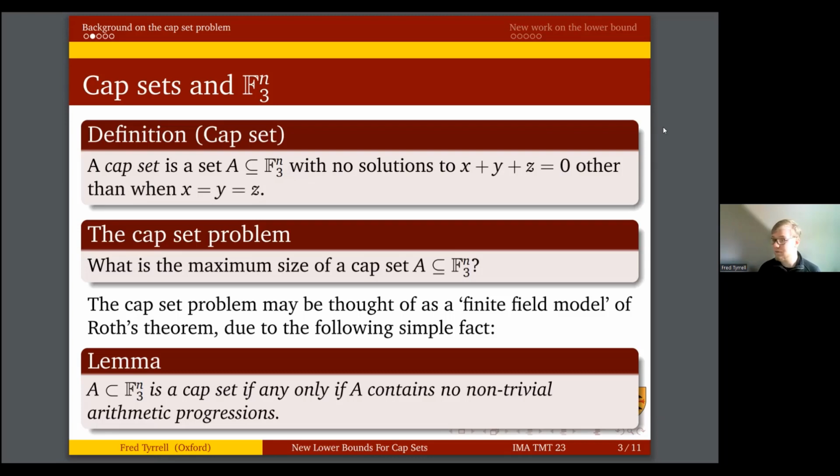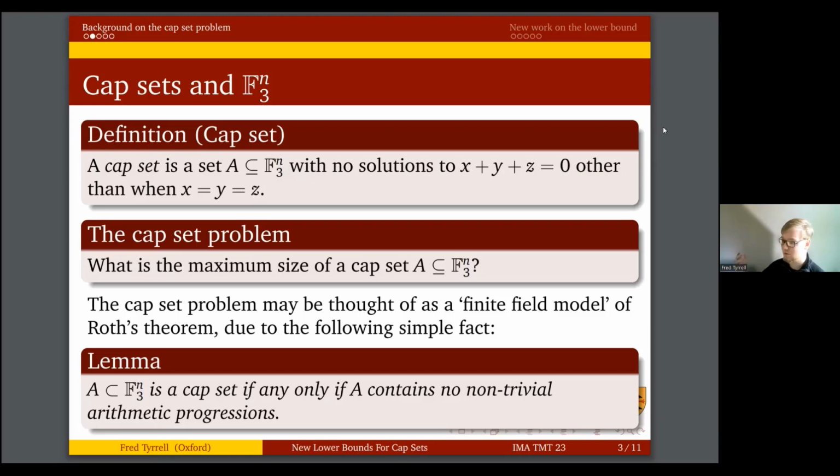And the cap set problem says, what is the biggest size of a cap set? It's the most basic, obvious question you can ask about this. So we're looking for the biggest set where no 3 elements add to 0. And the connection to the previous slide is that, in fact, a cap set is exactly the same as a progression-free set. There are no solutions to x plus y plus z equals 0 if and only if there are no non-trivial arithmetic progressions.